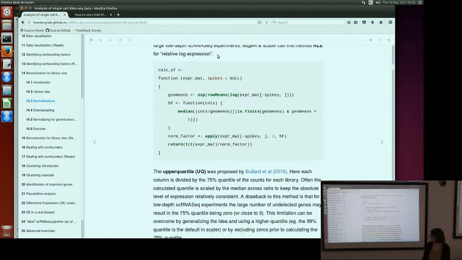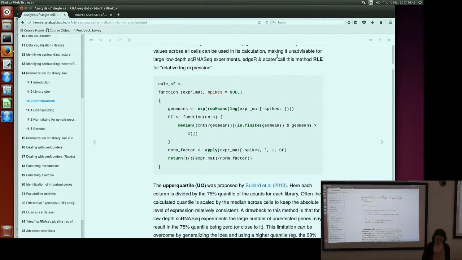Yes, this is how you would calculate it. And later on, we're going to be calculating this using Scater, where it's called RLE for relative log expression, but it's essentially doing the same thing. It's not quite the same, I don't think, but it's almost the same.